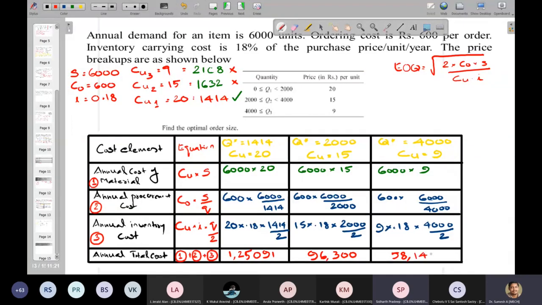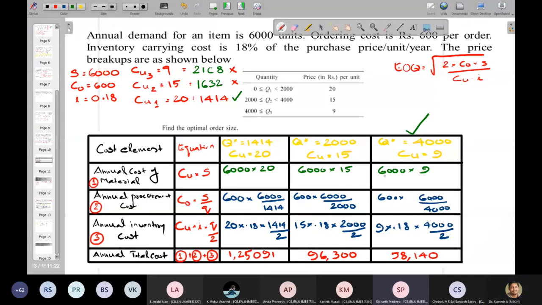Now, where basically the cost is getting reduced? Which model has the minimum cost? Greater than 4,000. So what's the situation? You have to accept or reject. You can accept. So the third criterion, since the annual total cost is minimum, you can accept it. So this is how you have to approach and solve the problem.